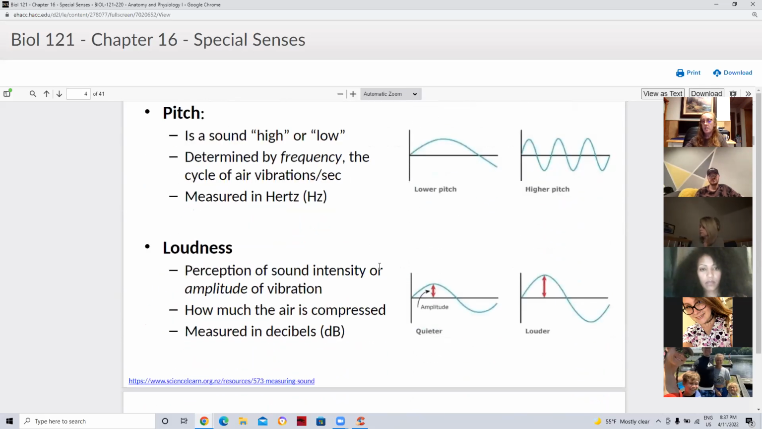The loudness is the perception of sound intensity or amplitude. How much air is being compressed? And it's measured in decibels. How big is the amplitude? Not how many wavelengths are there per minute or vibrations per second, but what's the amplitude of the wavelength?